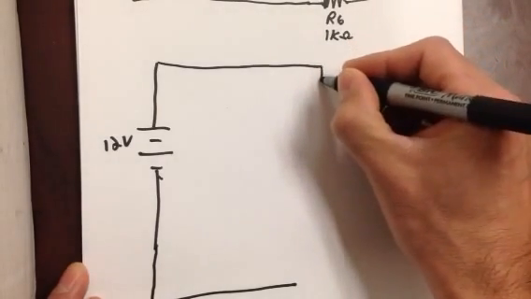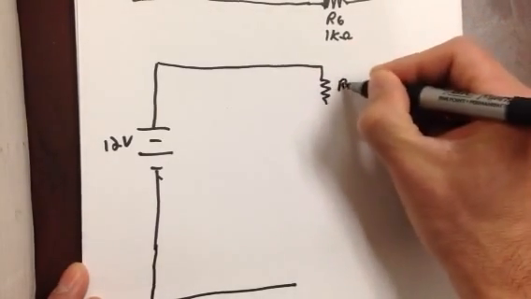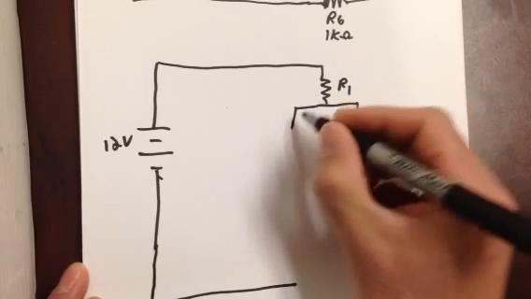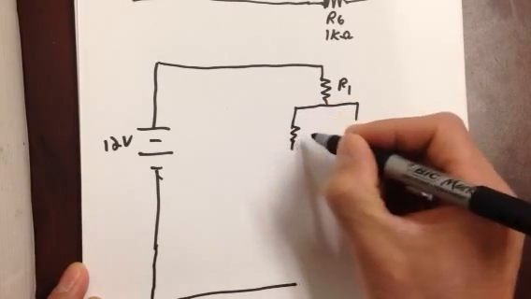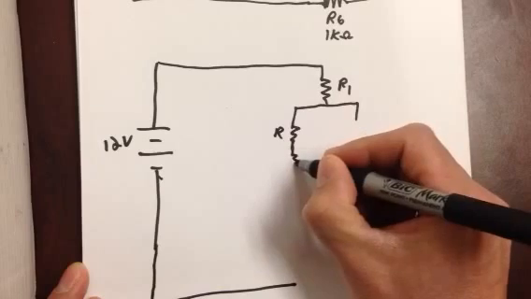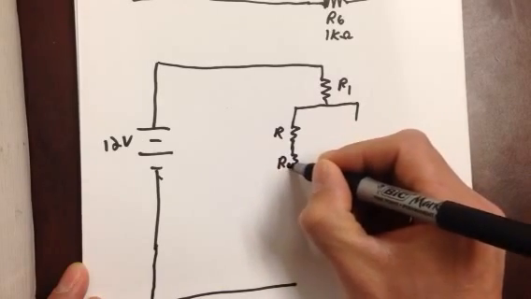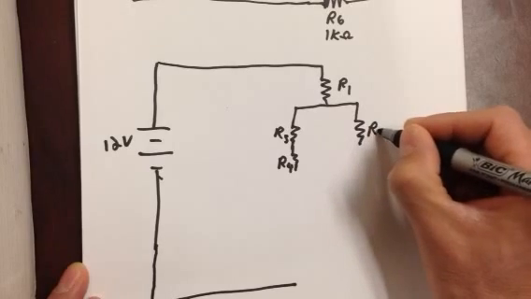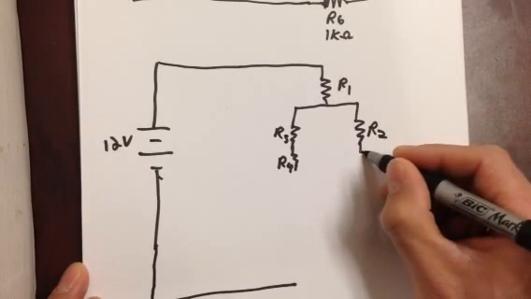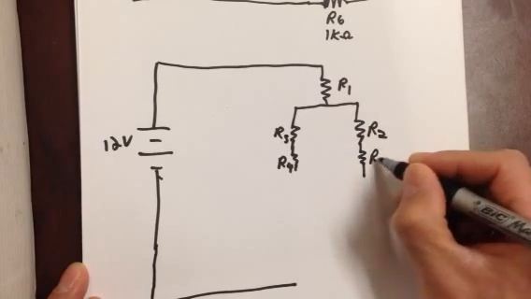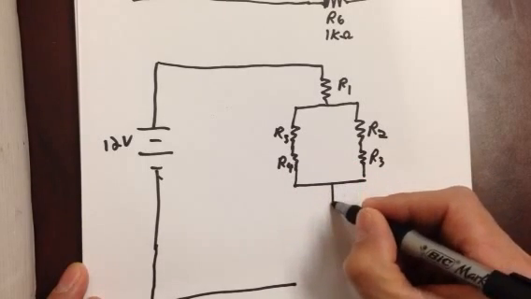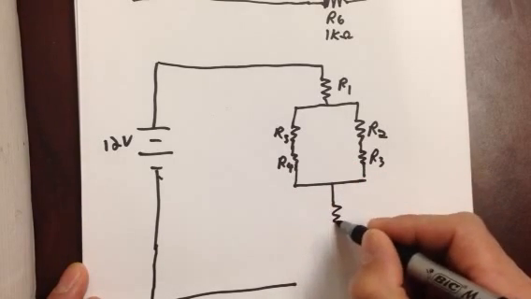Now I'm going to draw in R1, followed by two branches. One contains R5 and R4. The other contains R2 and R3. Finally, we have R6.